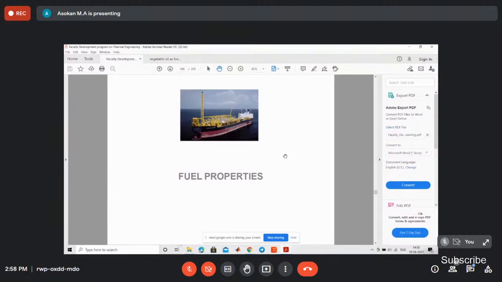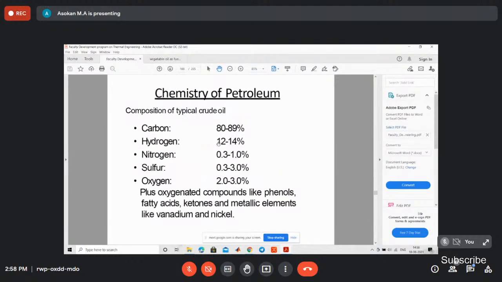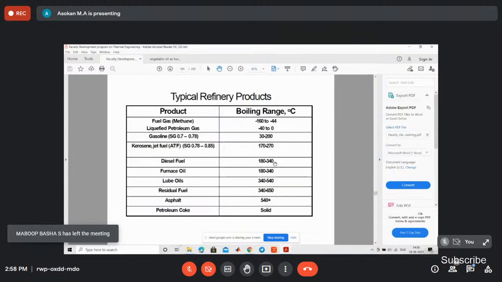It is written here, fuel properties. So now we will discuss some fuel properties. What are the fuel properties? See, the chemistry of the petroleum: the crude oil elements are carbon 18%, hydrogen 12 to 14, nitrogen this much 0.10, sulfur this much, oxygen this much, right? So this is the composition of the crude oil. The major contents are carbon and hydrogen. That's why it is called a hydrocarbon fuel.